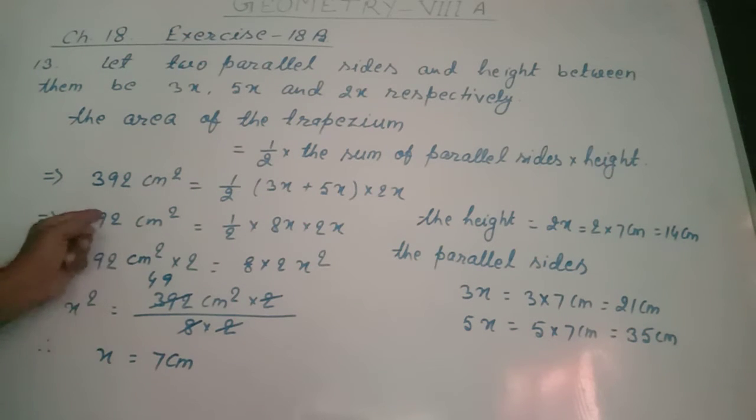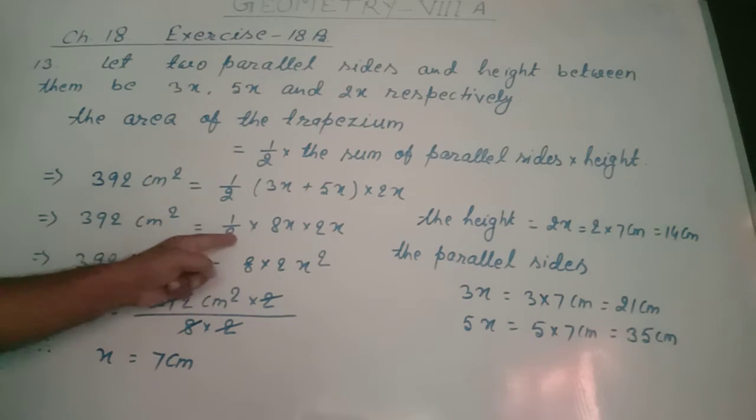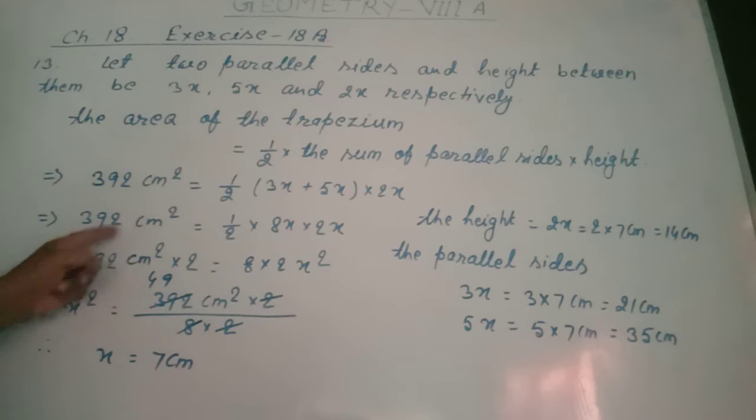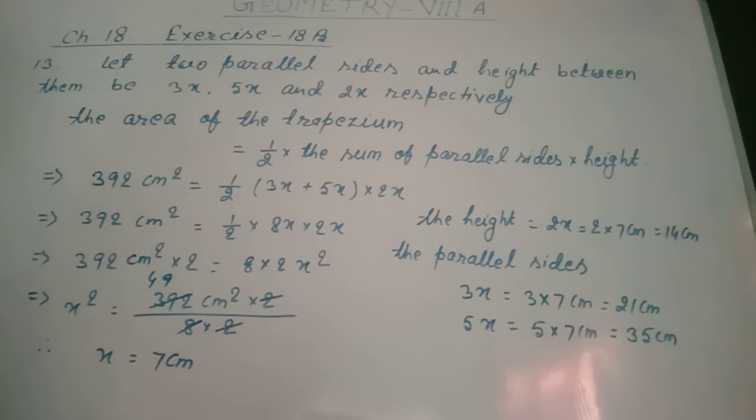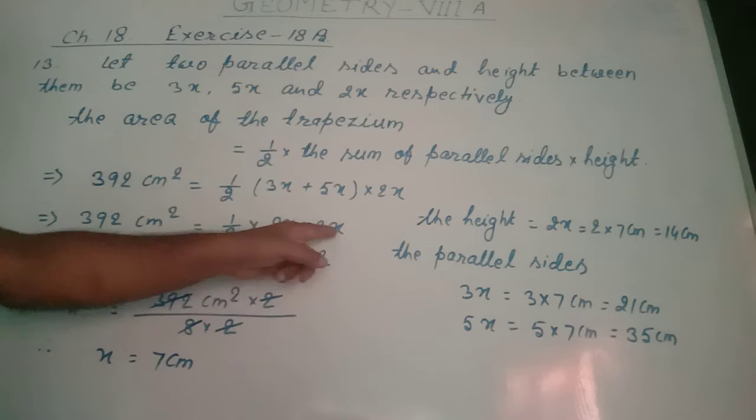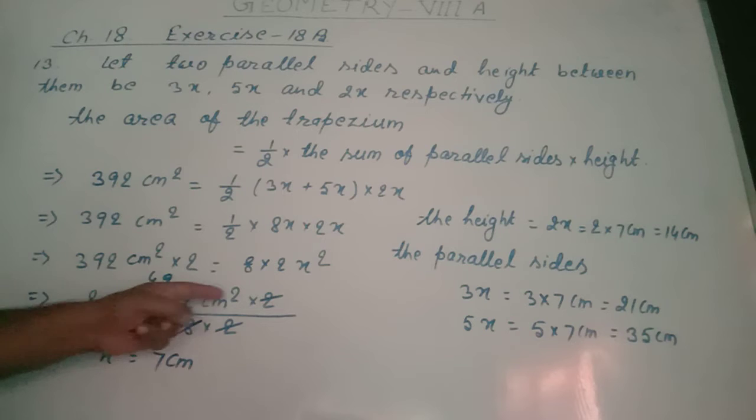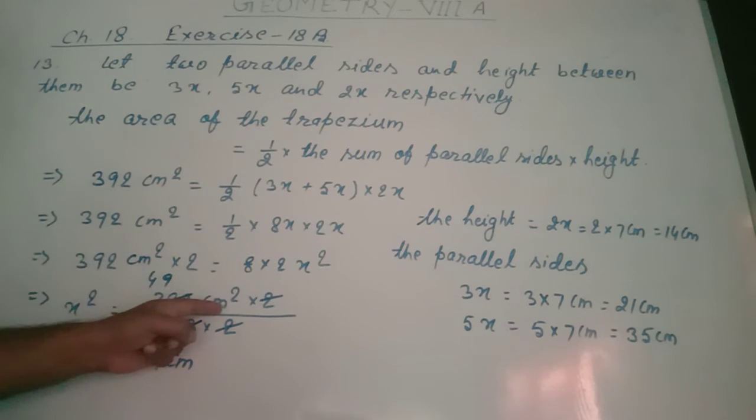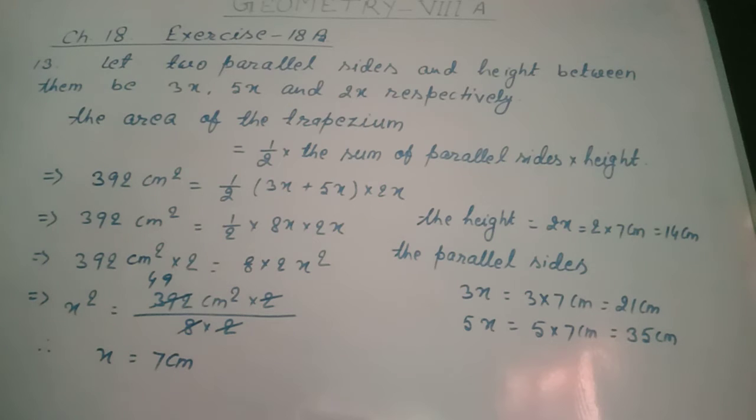In the next step, 392 centimeter square into 2 by cross multiplication. 392 centimeter square into 2 equal to 8x into 2x. Means 8 into 2, x square, x into x, x square. Therefore, x square equal to 392 centimeter square into 2 by 8 into 2. I simplified it and I got x square equal to 49 centimeter square. So x equal to 7 centimeter.